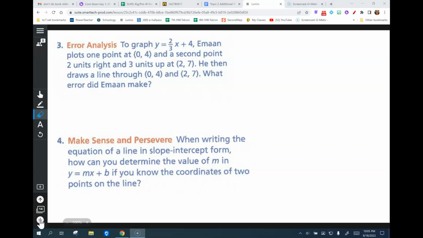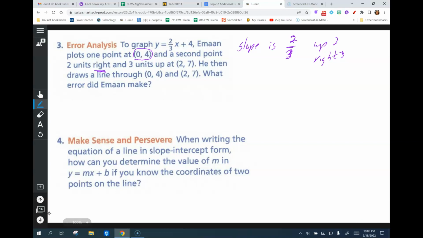So let's look at it one more time. My slope is 2/3. Okay? So he plotted the point 0,4. That part he did right. So to find the second point, he should go up 2 and right 3. Yes? That's what my slope tells me. Up 2, right 3, because they're both positive. But what did he do? He went 2 units right. So he took the top number to go left and right and the bottom number to go up and down.